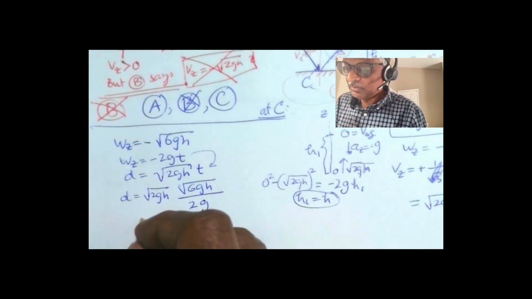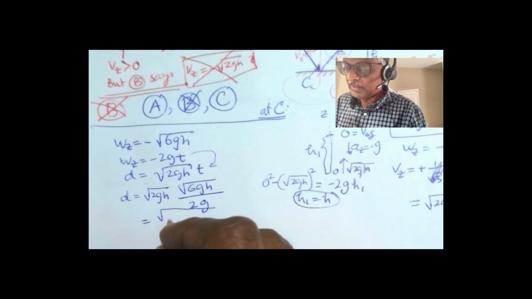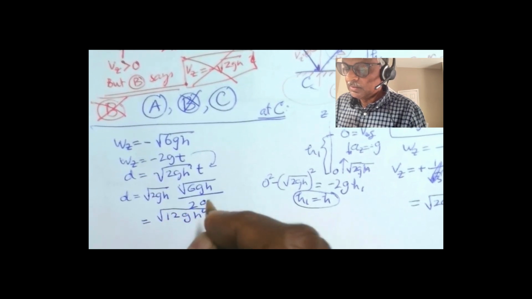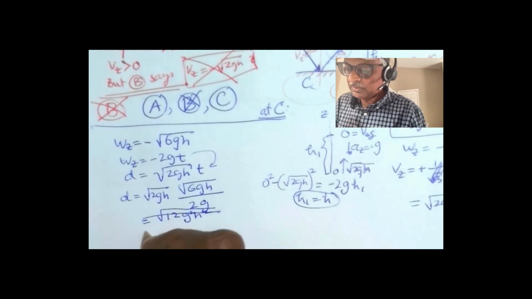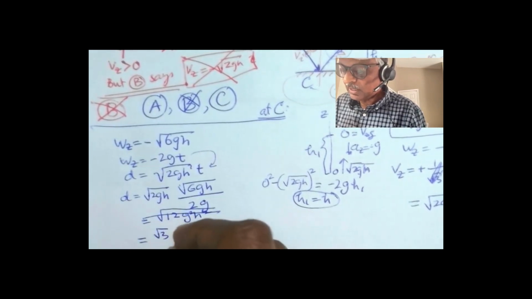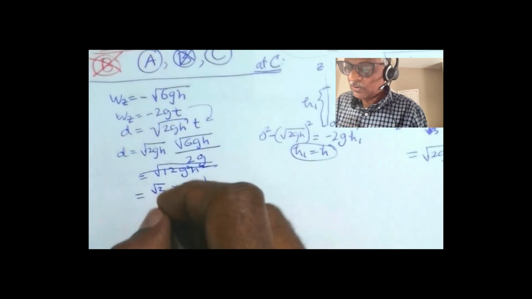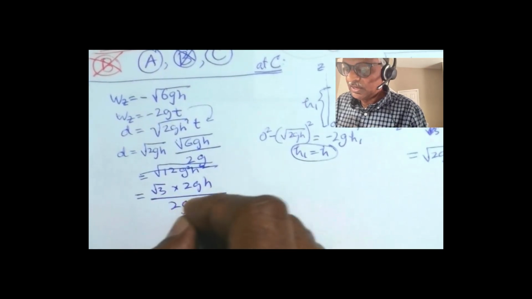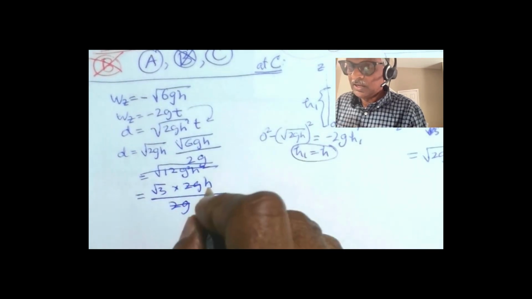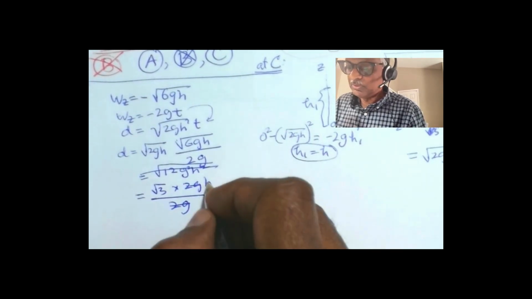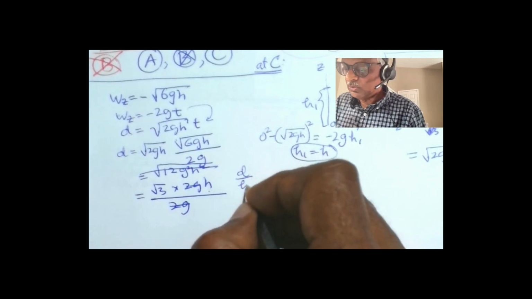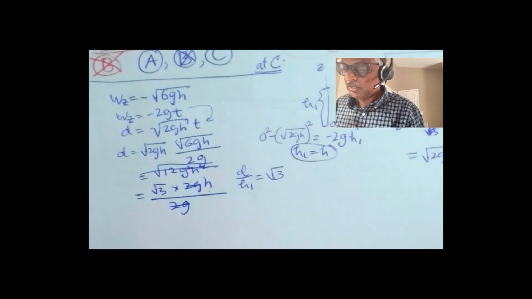So let me do it out. So square root of 12 G square H square is equal to 3 times 2GH numerator over 2G. 2G cancels out, and H is the same as H1, so D over H1 is square root of 3.